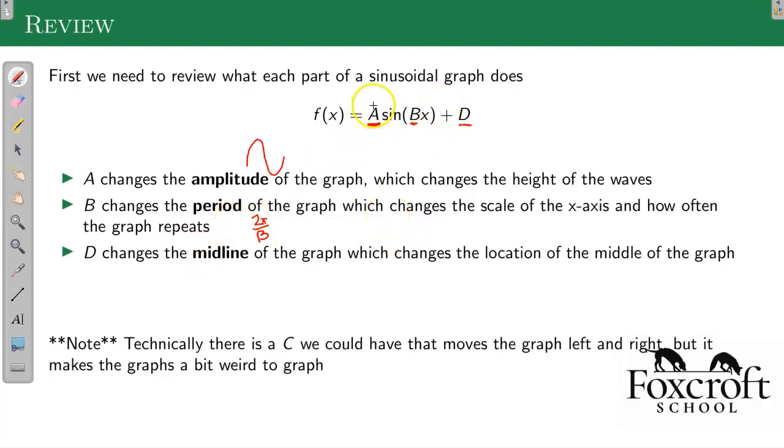The reason it's A, B, and D, not A, B, and C, is that technically a lot of times you'll see a C in here. This moves your graph left and right, but to me it just makes the graphs a little bit harder to deal with. Not really worth learning right now. So we're just going to focus on amplitude, period, midline. C is called phase shift, if you see that anywhere when you're trying to Google sinusoidal graphs. We're not learning phase shift.